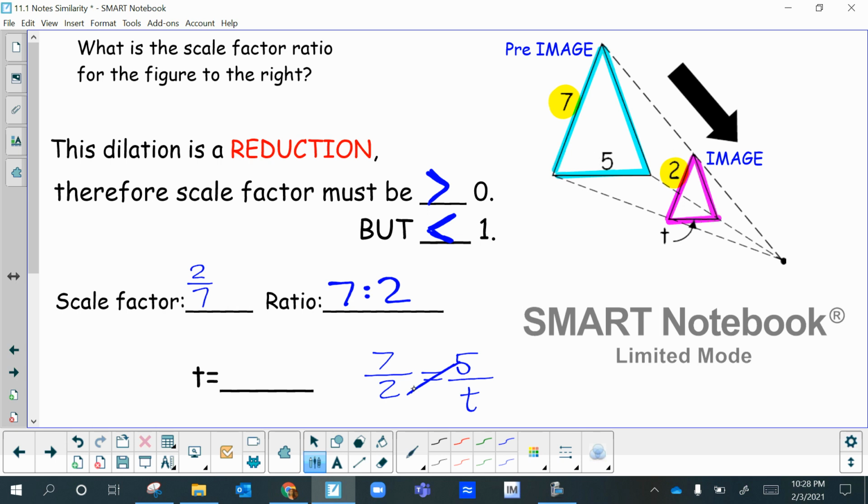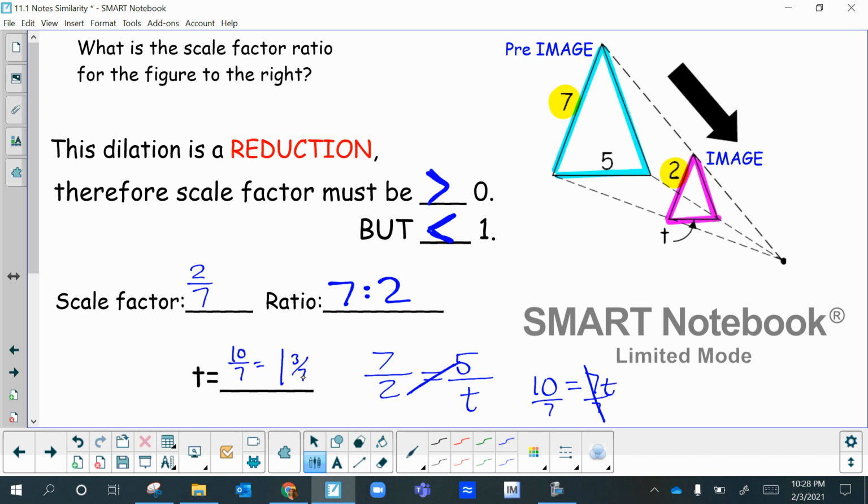So 2 times 5 is 10. 7 times t is 7t. Divide by 7, that cancels. So t is actually 10 over 7. And if you want to write it as a mixed fraction, that would be 1 3/7. If you want to put it as a decimal, you can also.